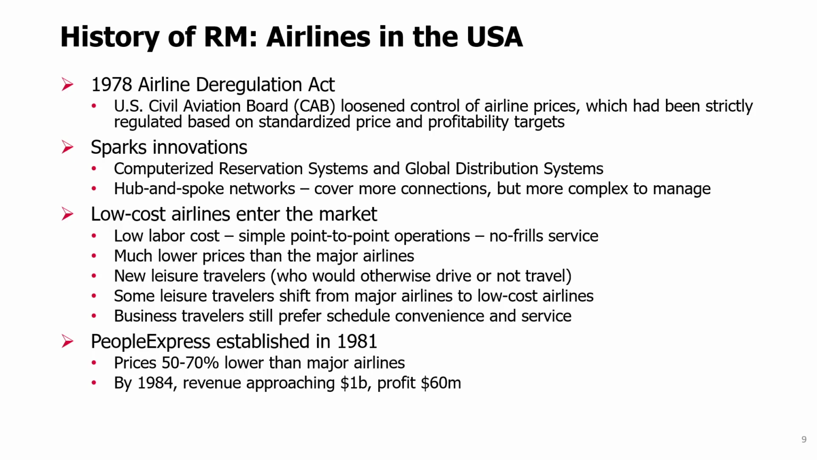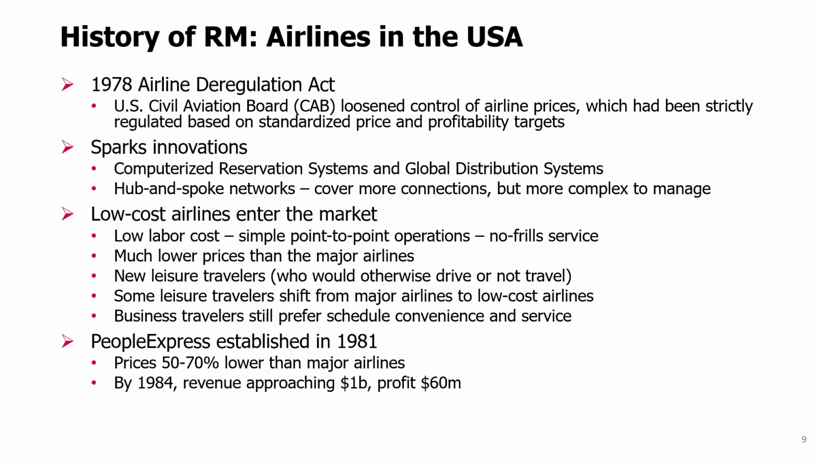Hub and spoke is a way to connect multiple points by having flights from each of those points to a hub, and then from a hub to each of those points, right? That allows you to dramatically reduce the number of connections and still cover a very large number of cities, or airports. The Act also created an opportunity for low-cost airlines, and so, low-cost airlines entered the market.